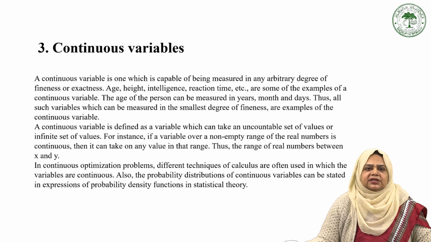Third category of variables is continuous variable. Continuous variables are measurements that can be made with a high level of precision. They include things like age, height, intelligence, and reaction time. These variables can be measured in very specific units such as years, months, and days for age. What makes continuous variables unique is that they can take on an infinite number of values within a certain range. For example, if a variable is continuous over a range of real numbers between x and y, it can have any value within that range.